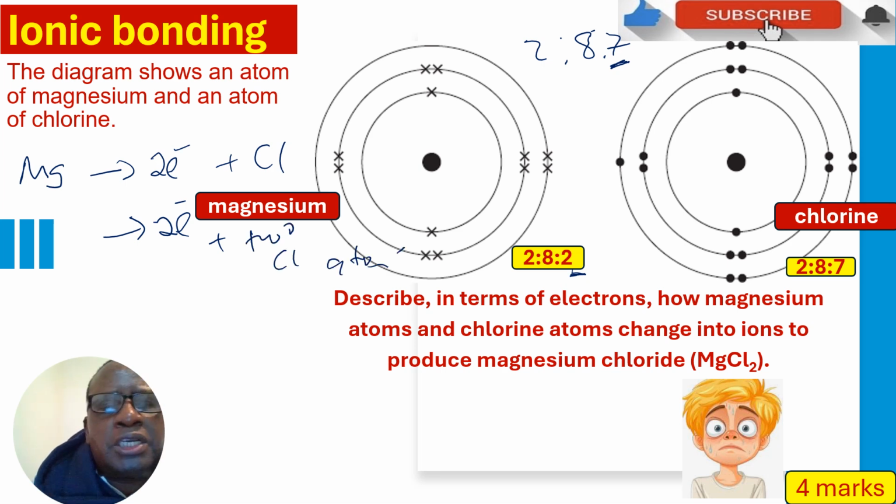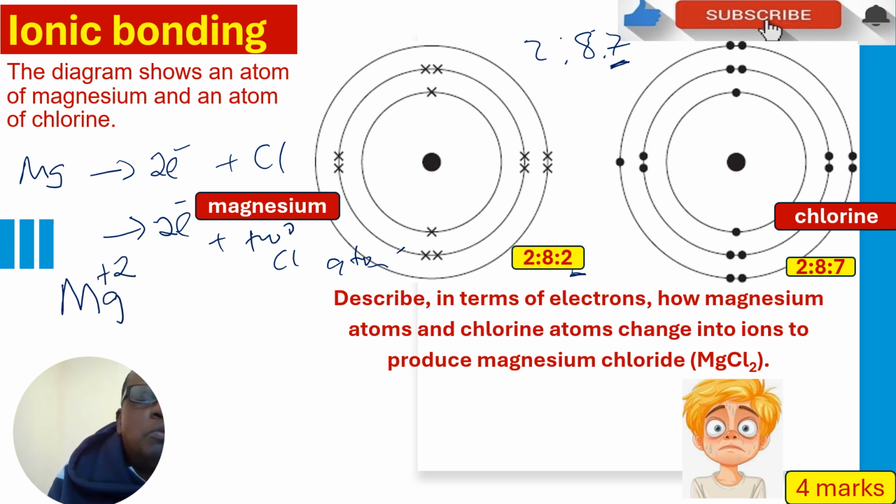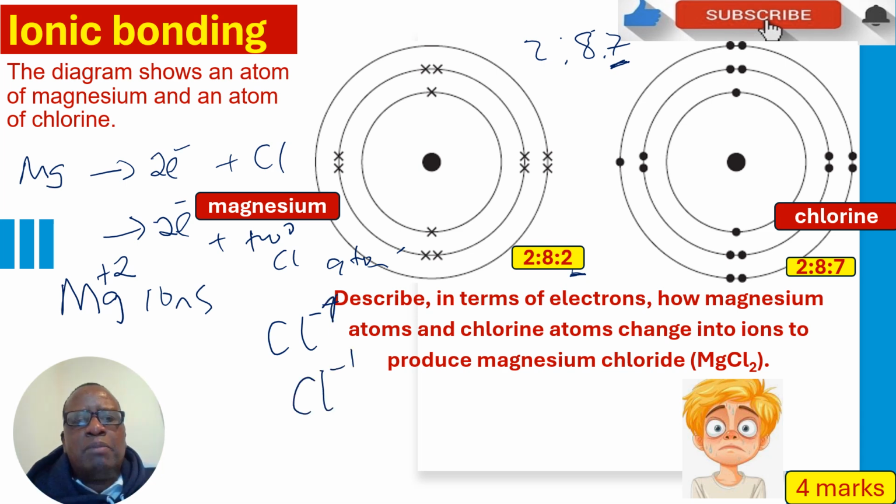Magnesium transfers 2 electrons to 2 chlorine atoms, and once magnesium has lost 2 electrons, oxidation, it forms Mg 2+ ions, and chlorine gaining an electron forms Cl-, but we are going to have 2 of those, Cl-, Cl-.